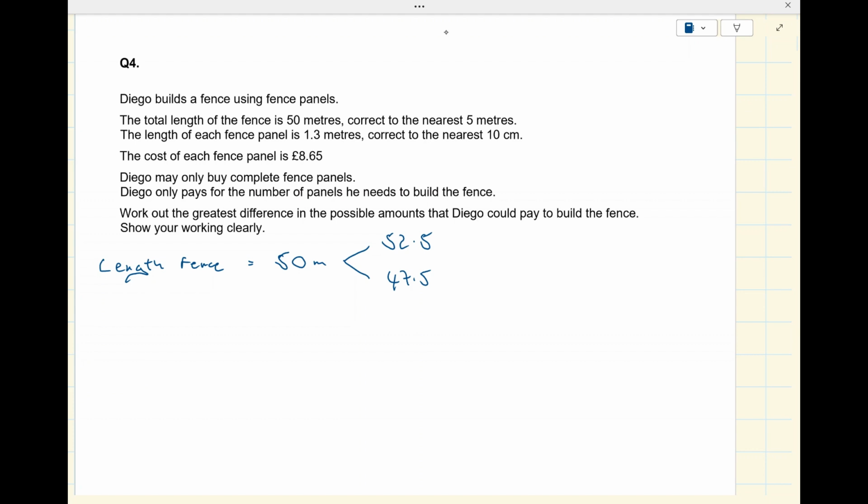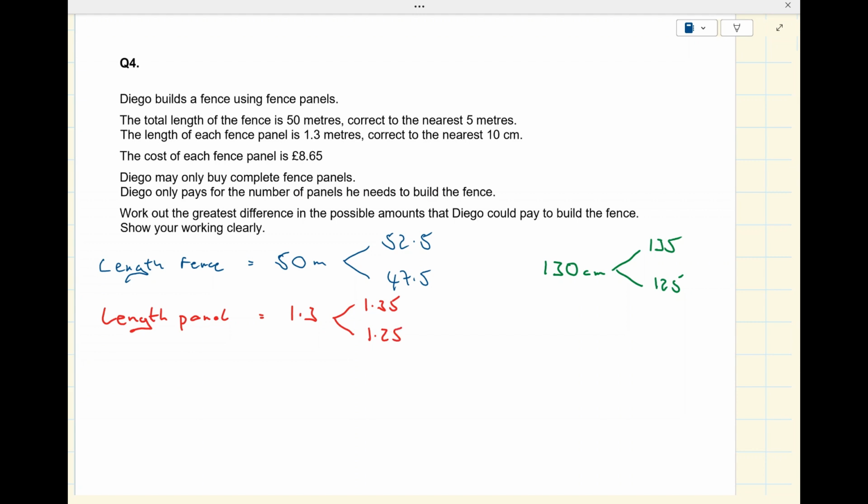The length of each fence panel is 1.3 meters, correct to the nearest 10 centimeters. Let's go over here and have a think, shall we? Let's work in centimeters. 130 centimeters, yeah, 1.3 meters. Correct to the nearest 10. So halve the 10 and 5, add it on, take it away. Aha! So the 1.3 is going to be an upper bound of 1.35 meters and a lower bound of 1.25 meters.